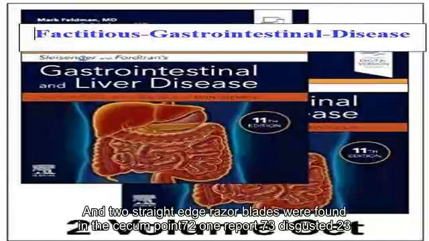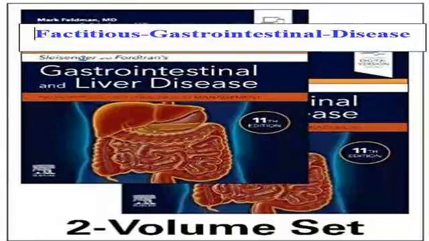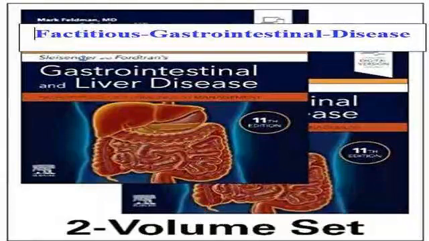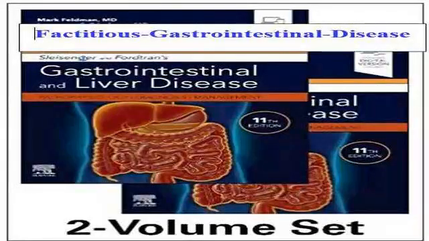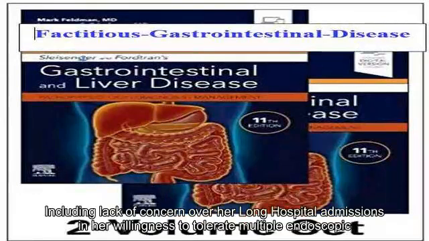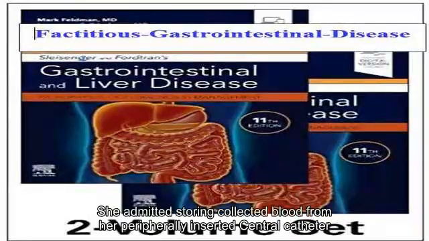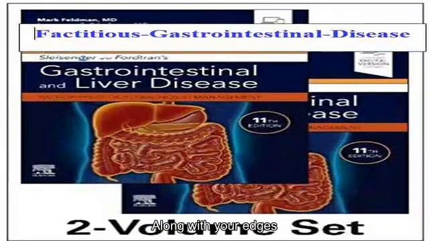72 One report 73 discussed a 23-year-old patient who had repeated admissions to the hospital for GI bleeding. Multiple endoscopic studies revealed no authentic bleeding site. Several therapeutic procedures were performed, including embolization of gastric blood vessels. Later, her physicians noted behavioral features of FD, including lack of concern over her long hospital admissions and her willingness to tolerate multiple endoscopic procedures with minimal sedation. On discussion with the patient, she admitted storing collected blood from her peripherally inserted central catheter (PIC) line in a plastic bottle that was found in her bedside cabinet, along with syringes.